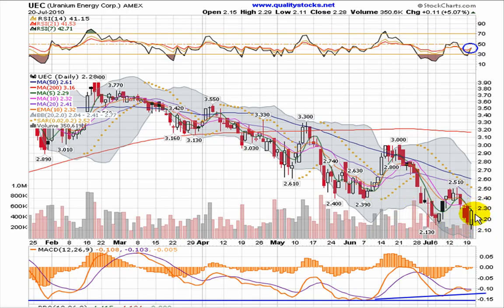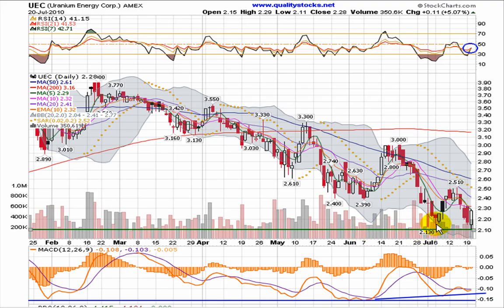We're looking for confirmation of that today. We'll want to see another green candle with it closing higher than the 228 that it closed today. We're going to look for that to be a confirmed reversal. What was strong about UEC was this support level right here.